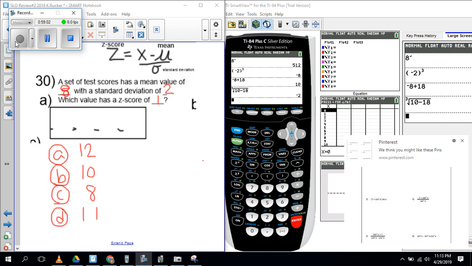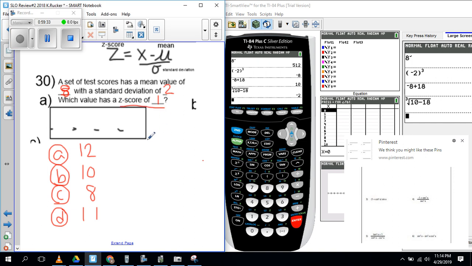Okay, the next one says a set of test scores has a mean value of 8 with a standard deviation of 2. Which value has a z-score of 1? So I gave us our formula, z-score equals x, and x is just your data that's given to you minus your mean over your standard deviation. Okay, so what all you have to do with these is just take each one of these and figure out which one is going to give you an answer of 1.